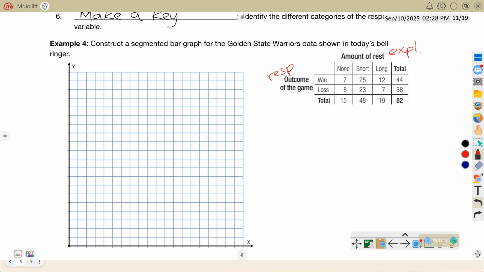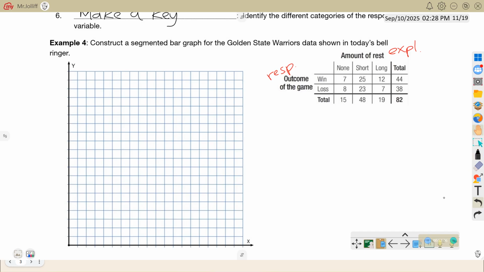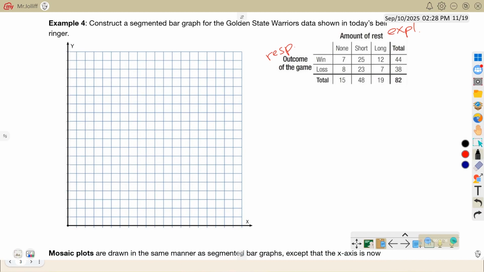Next step, what do I do? What was step 2? Yes. Draw and label the axes. My axes are drawn because I was in a good mood when I put these notes together. So I just need to label them. Explanatory on the X, response on the Y. So amount of rest and outcome of game.